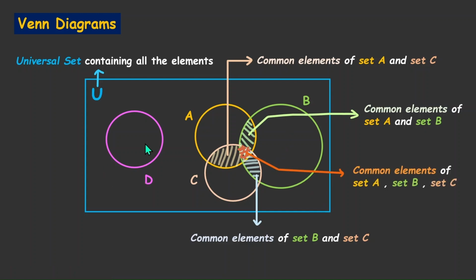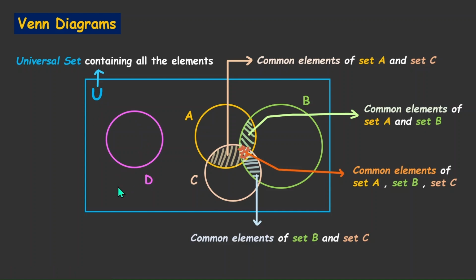And here D set does not have any common elements with the set A, B, and C. So it will be away from these sets and it has elements of the universal set. So we can make it aside from this set as a set D.